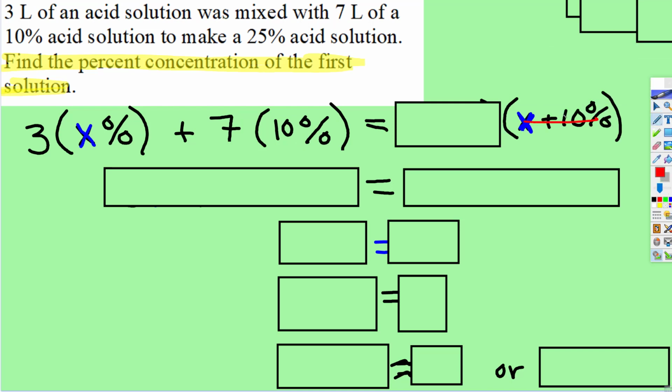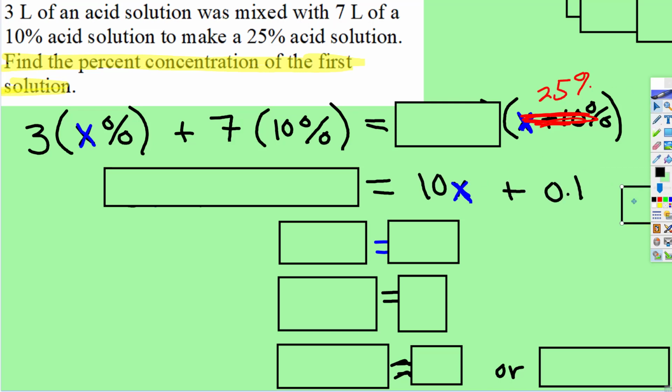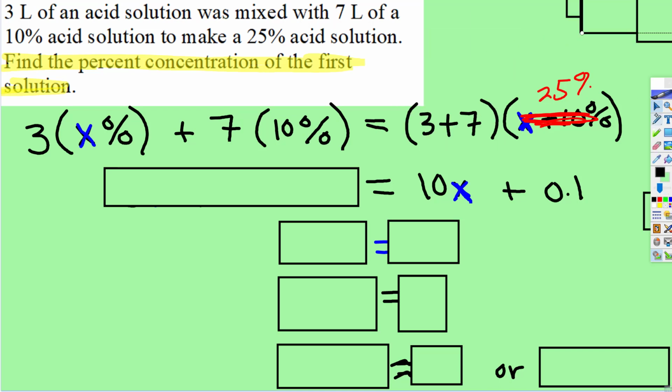oh, actually, I didn't even read that. That's a 25% solution. Well, this is going to change all of this. All right. So 3 plus 7 is 10. 10 times 0.25 is 2.5. That makes all of this much simpler.